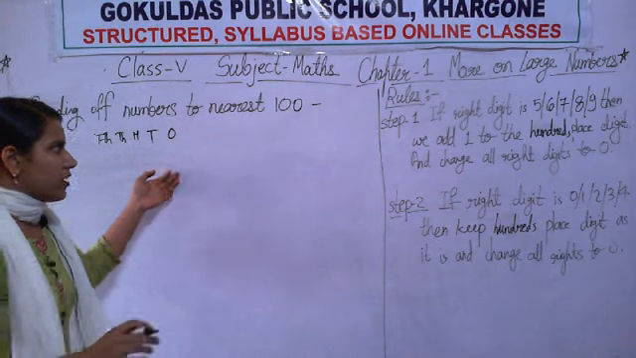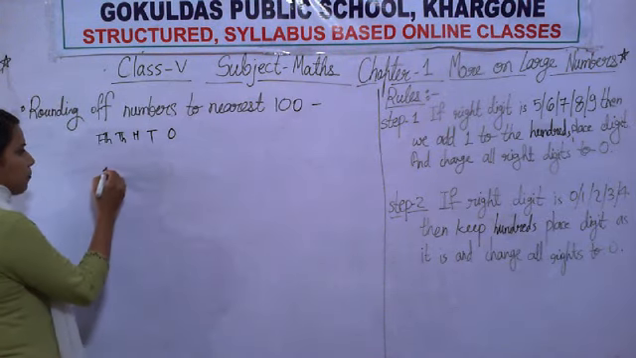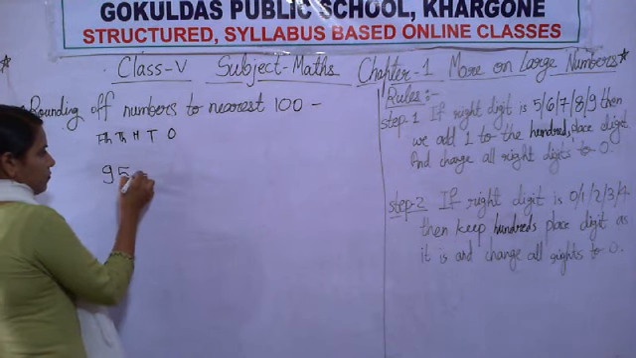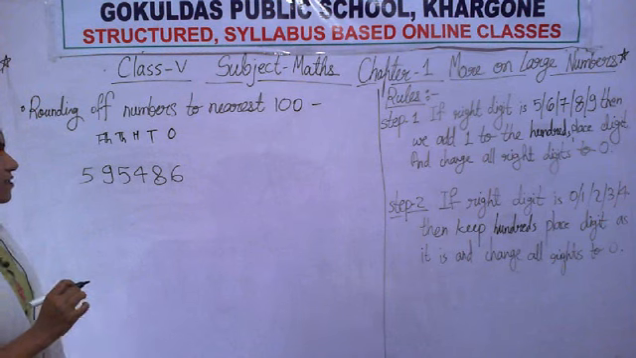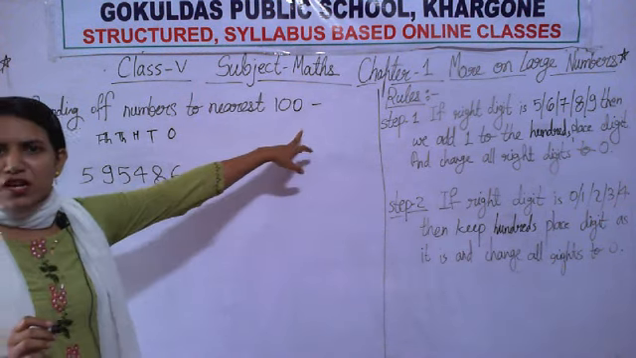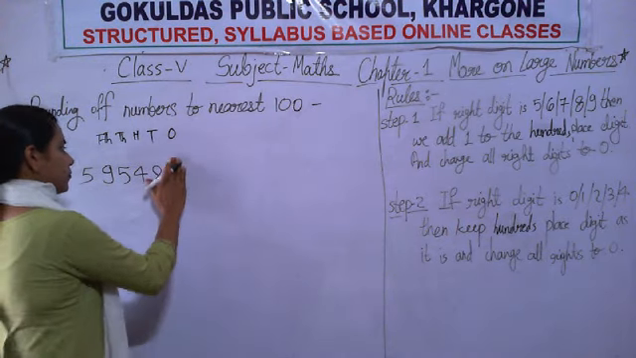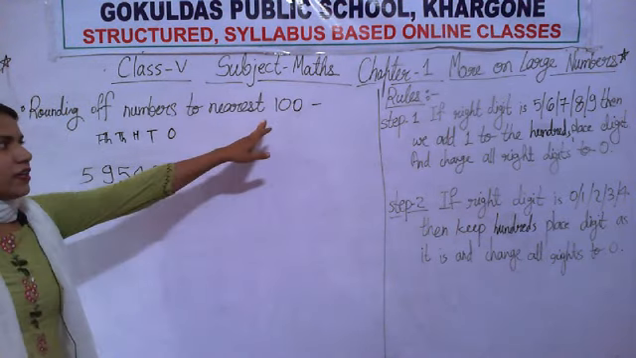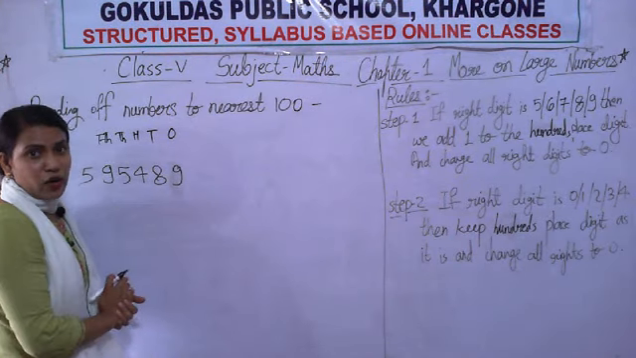Okay, let's understand this rounding to the nearest 100. Let's take an example. Suppose we have a 6-digit number and you want to round off this number to the nearest 100. So you are rounding to the nearest 100.